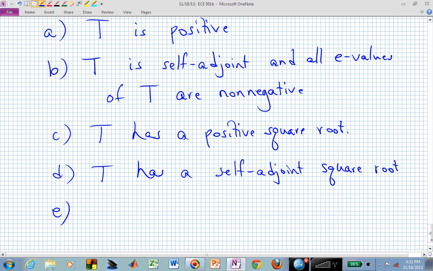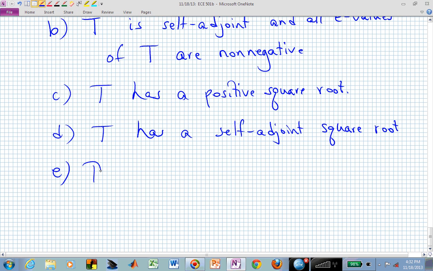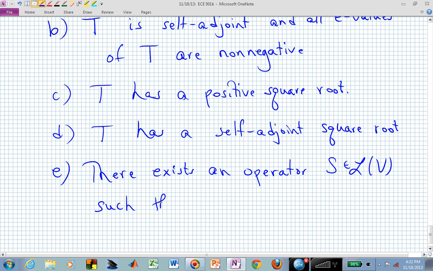And the last one is, again, all of these statements are equivalent, there exists an operator, we'll call it S, such that T is equal to the adjoint of S times S as an operator.